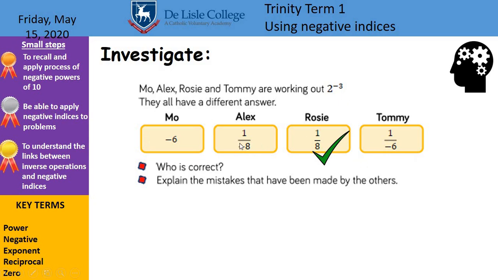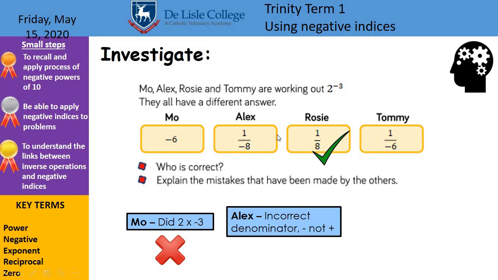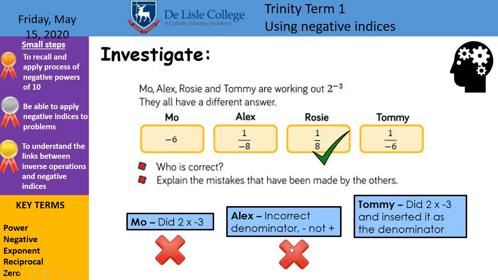Because it's important that we understand this idea of misconceptions and what I shouldn't do and why they have made that mistake. So Mo here, he's just done 2 times negative 3, and he's got negative 6. Here, Alex is on the right lines actually, but he's just forgotten that when you write a negative exponent as a fraction, it becomes the positive version, okay? So the denominator is a negative and not a positive. And then here again, Tommy did 2 times negative 3, which you can understand, that misconception, and then just made it the denominator. So Alex was the closest, but no cigar, but Rosie was spot on.